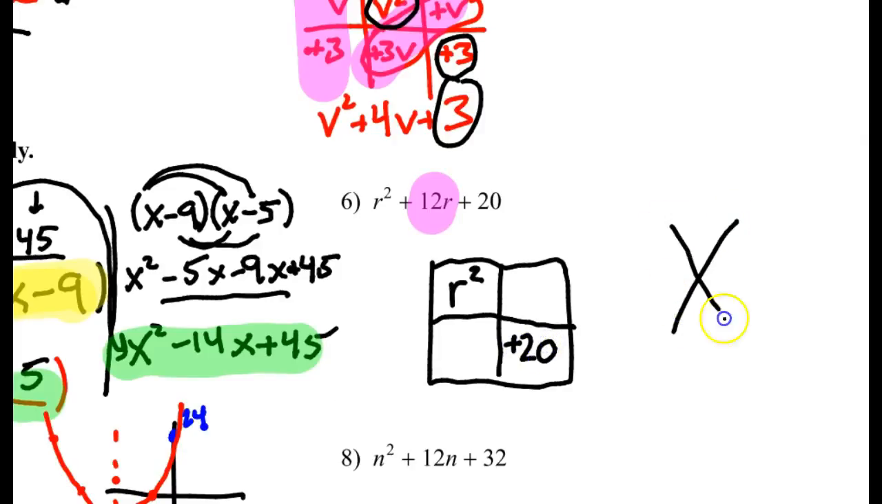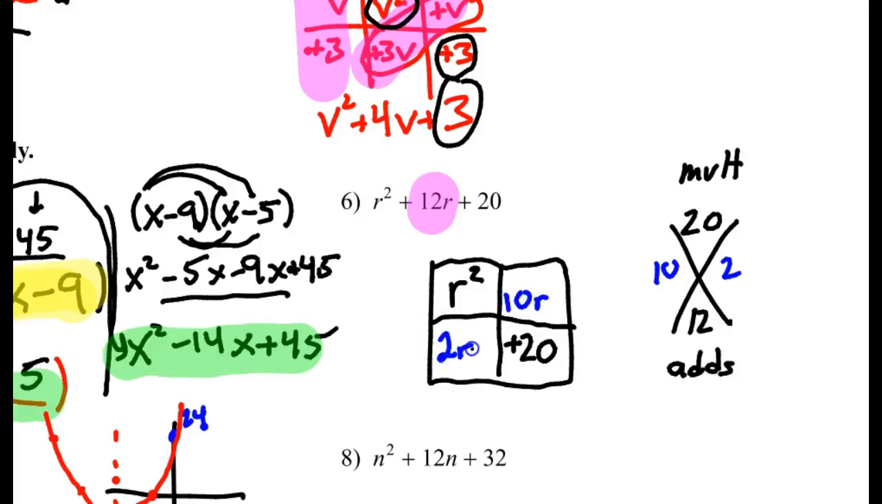I still need to figure out, well, what multiplies to 20 and what adds to 12. And what are those two numbers? It multiplies to 20 and adds to 12. 2 and 10. All right, so we have, or 10 and 2. The order does not matter on this, by the way. On either method, you could put 10r here or 2r here. It does not matter. Order is not important.